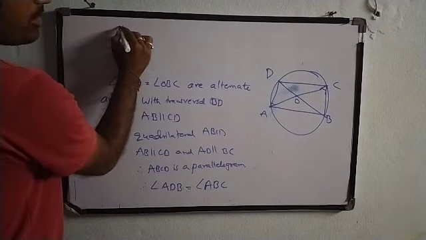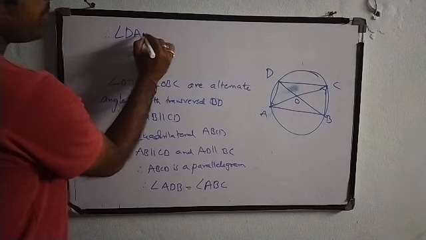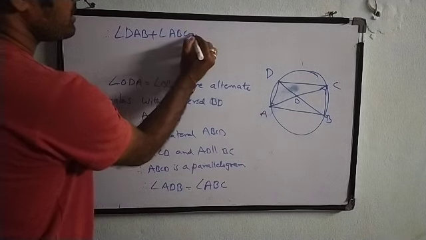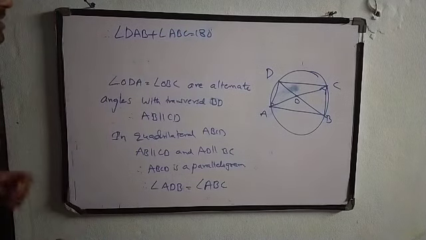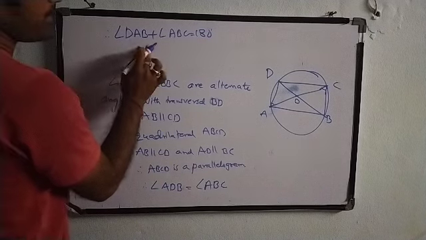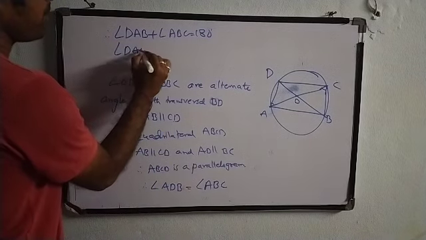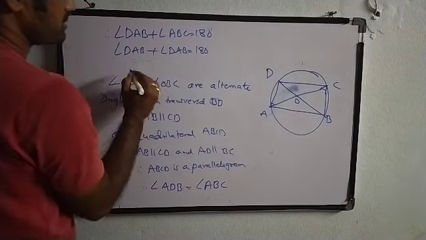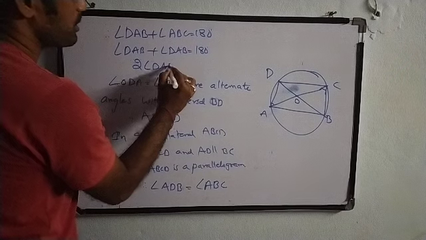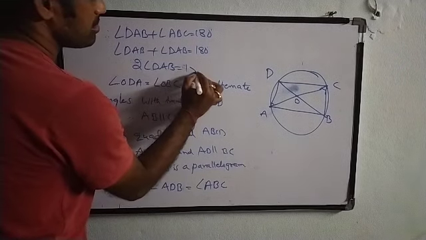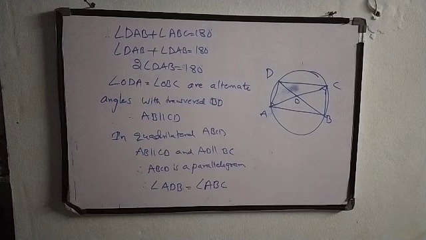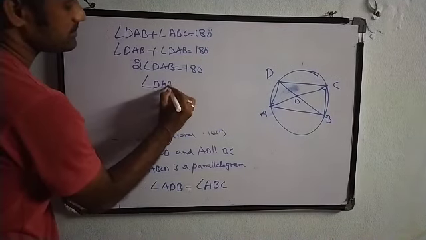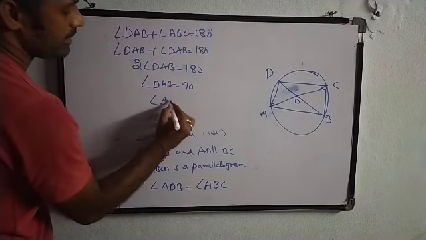Now, angle DAB plus angle ABC is equal to 180 degrees, angles on the same side. So we can write angle DAB plus angle DAB is equal to 180 degrees. So 2 times angle DAB is equal to 180 degrees, so angle DAB will be 90 degrees. So angle A is 90.